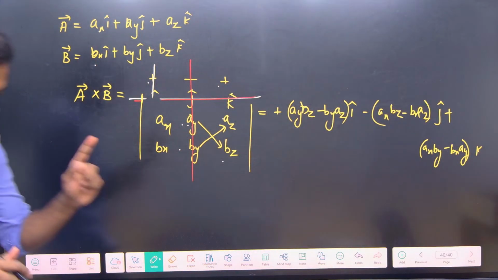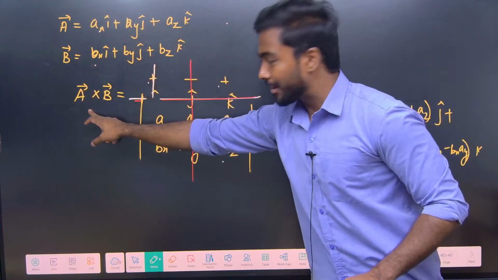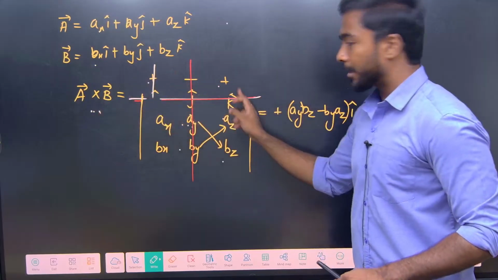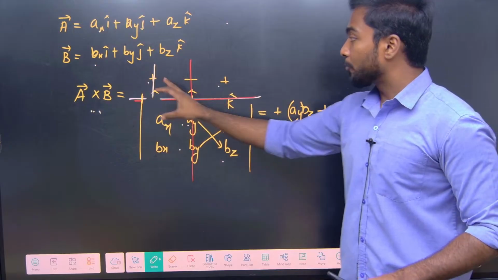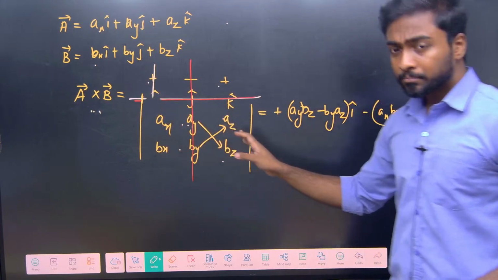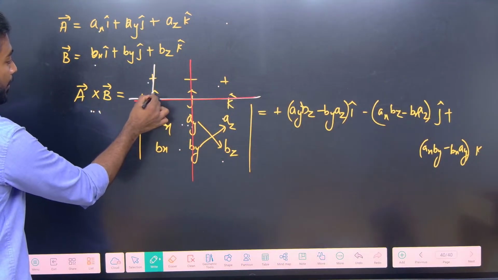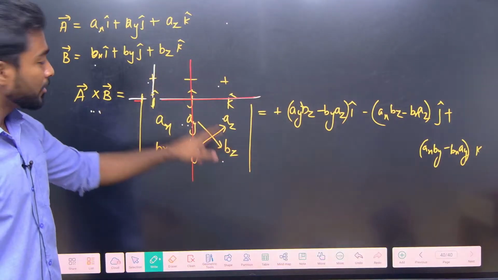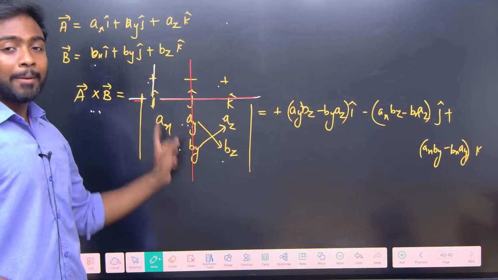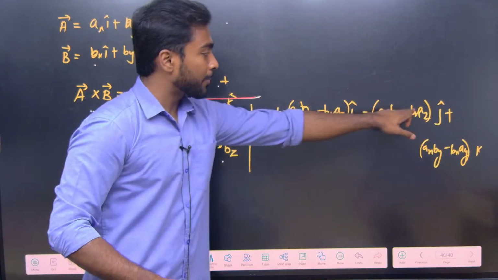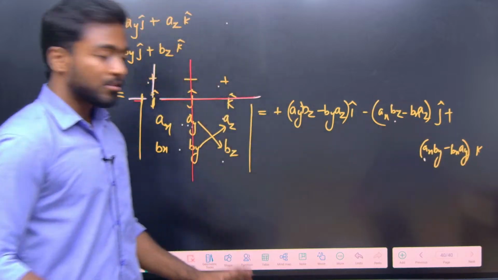Understood now? I'll tell you once again. When they are giving the vectors like this and asking for a cross product, write i, j, k with positive, negative, positive, and write the values in front of i cap, j cap and k cap. Then if you are going for i cap, close the i cap and do the cross multiplication. When doing the cross multiplication, first one multiplied minus second one. This is the thing.